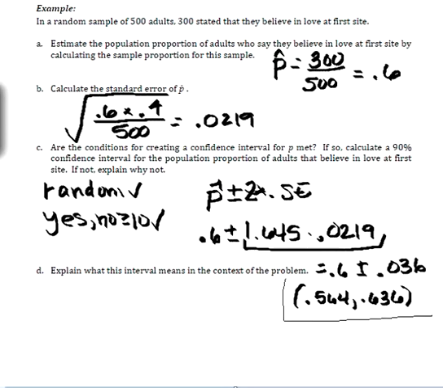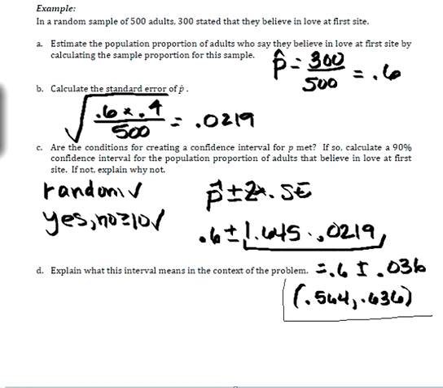The last thing that we need to do for this problem, and the most important thing that we need to do for this problem, is interpret the confidence interval in the context of the problem. When we're defining the confidence interval, remember that we're giving a reasonable range of values for the population proportion dependent on the value of the statistic that we calculated. We're only 90% confident in this case because of the length of the interval that we originally created.